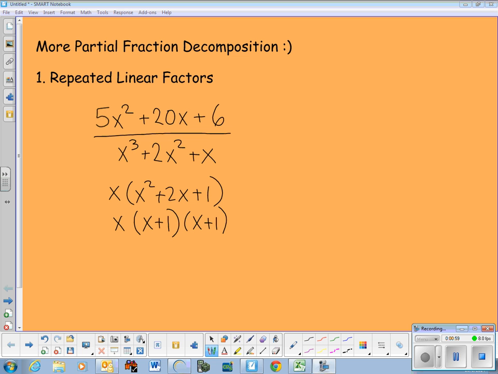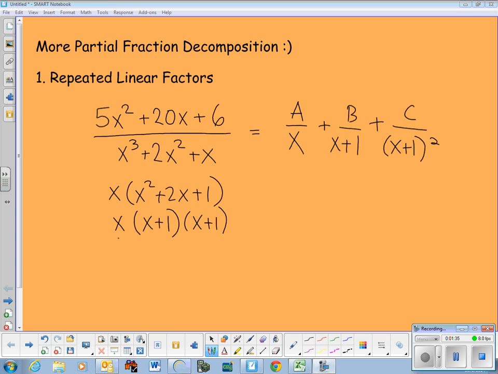Now here's what you do if you have repeated linear factors. I have x plus 1 and it shows up twice. What I need to do is put an A over the x. My first linear factor is x. I want to put a B over x plus 1, and that's normal. That's what we've done. My C, however, is not going to go over the other x plus 1. I already have a fraction with x plus 1 in the bottom. What I need to do this time is (x plus 1) quantity squared.